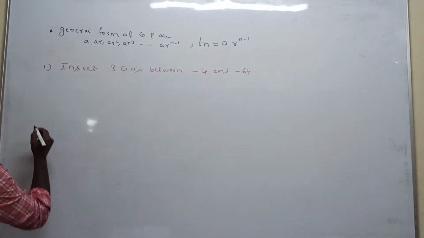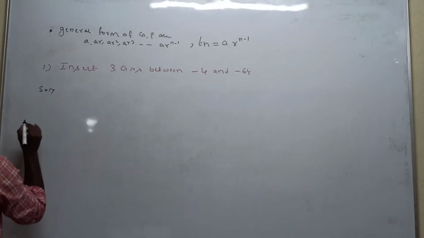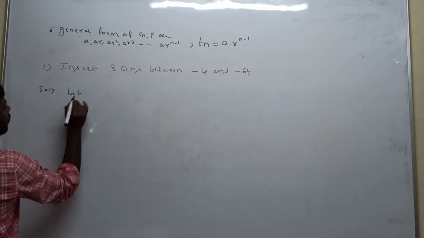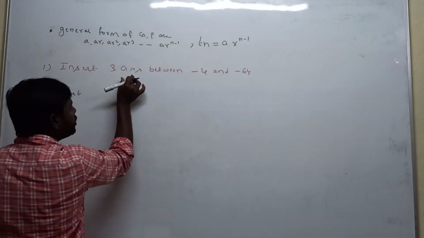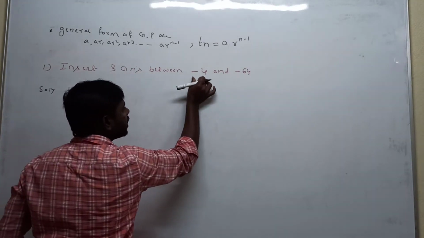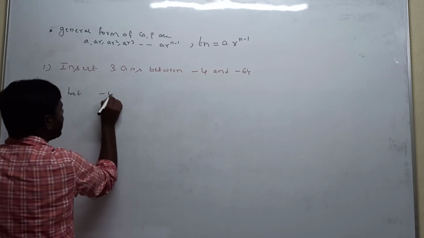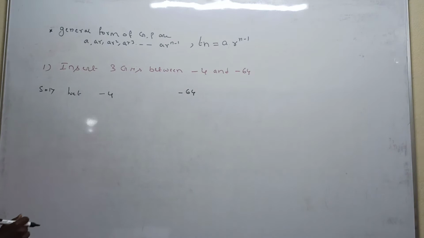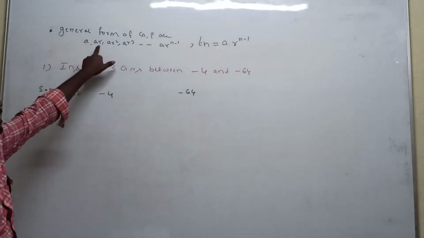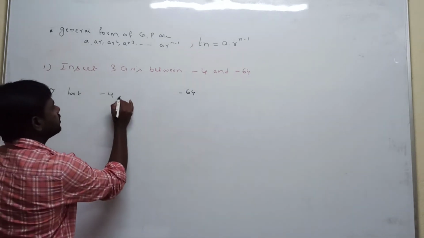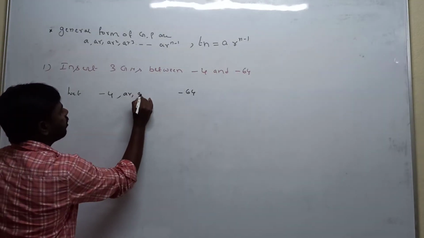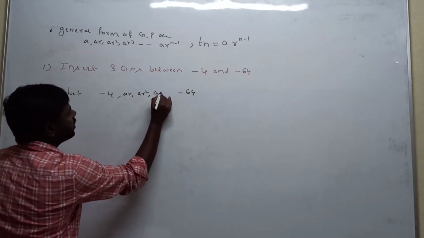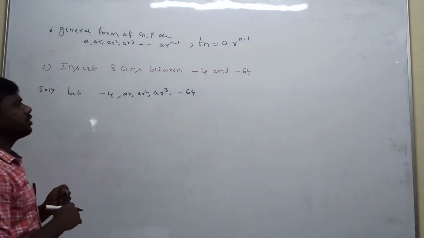So now we are going to the solution. They ask to insert 3 geometric means between minus 4 and minus 64. In between, we can insert 3 geometric means. The first term is already given. What is the second term? AR. The third term is AR square. The fourth term is AR cube. So now you understood.